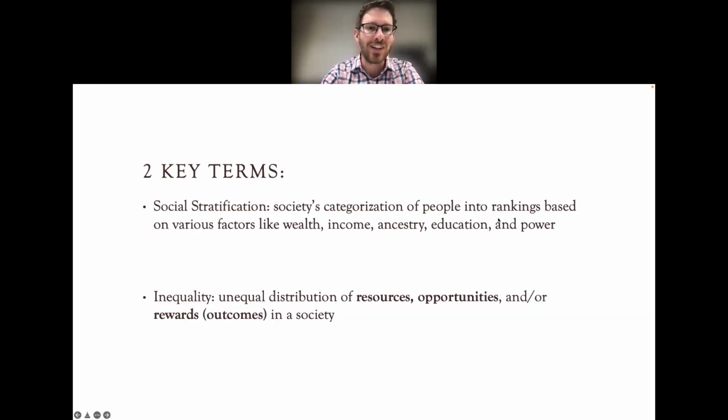First is social stratification, which is simply society's way of categorizing people into rankings based on various factors from wealth, income, ancestry, education, or power. And inequality usually falls from stratification, right? It's based on stratification, is how we distribute resources, opportunities, and rewards unequally. That does not mean that inequality necessarily has to be unfair.